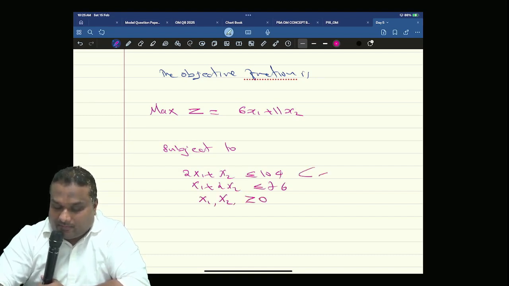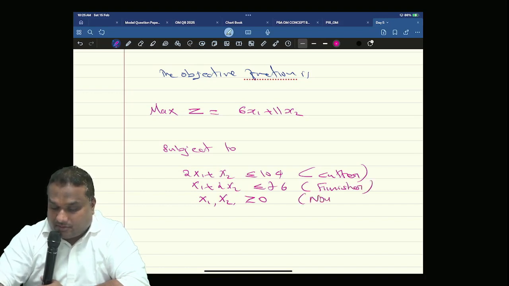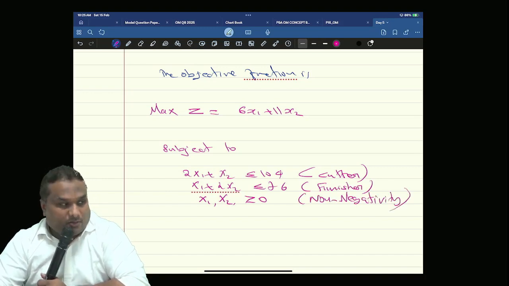This is the time of the cutter. This is the time of what? Cutter. This is the time of the finisher. This is the time of what? Finisher. This is the non-negativity constraint. Deal or no deal?